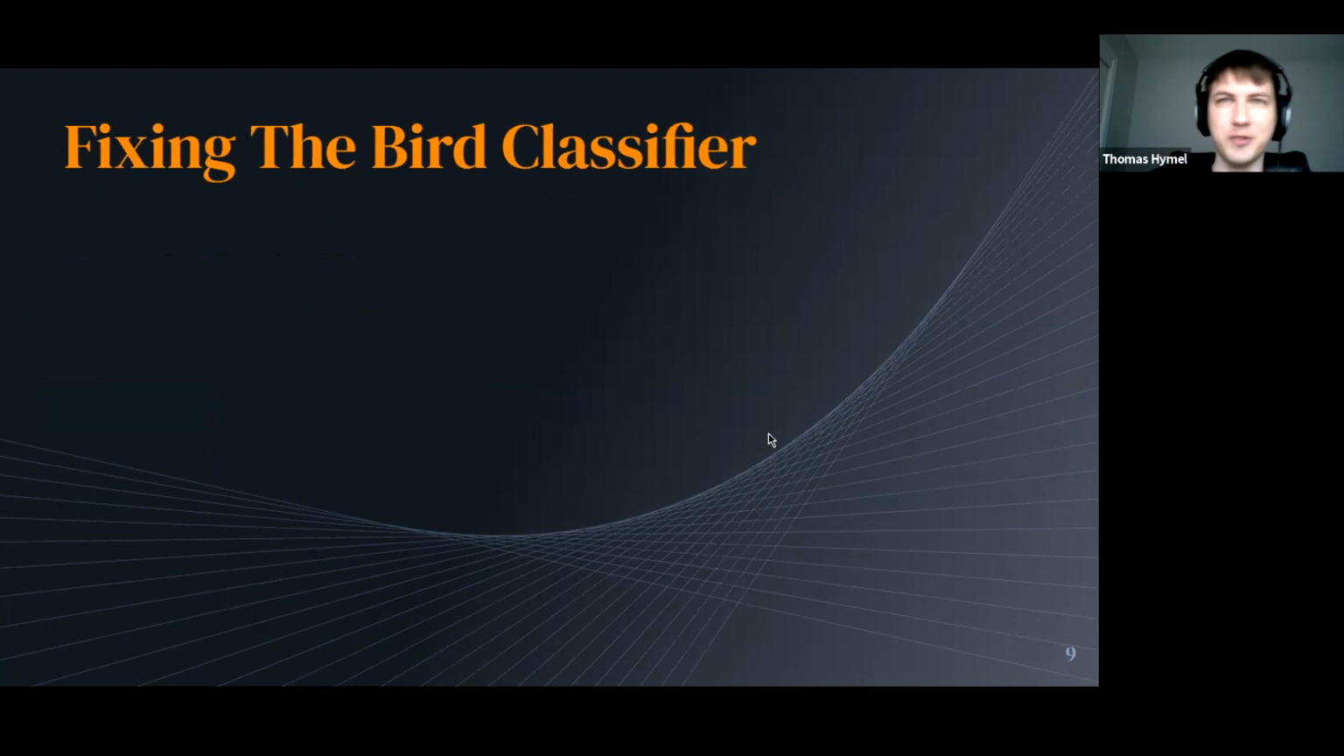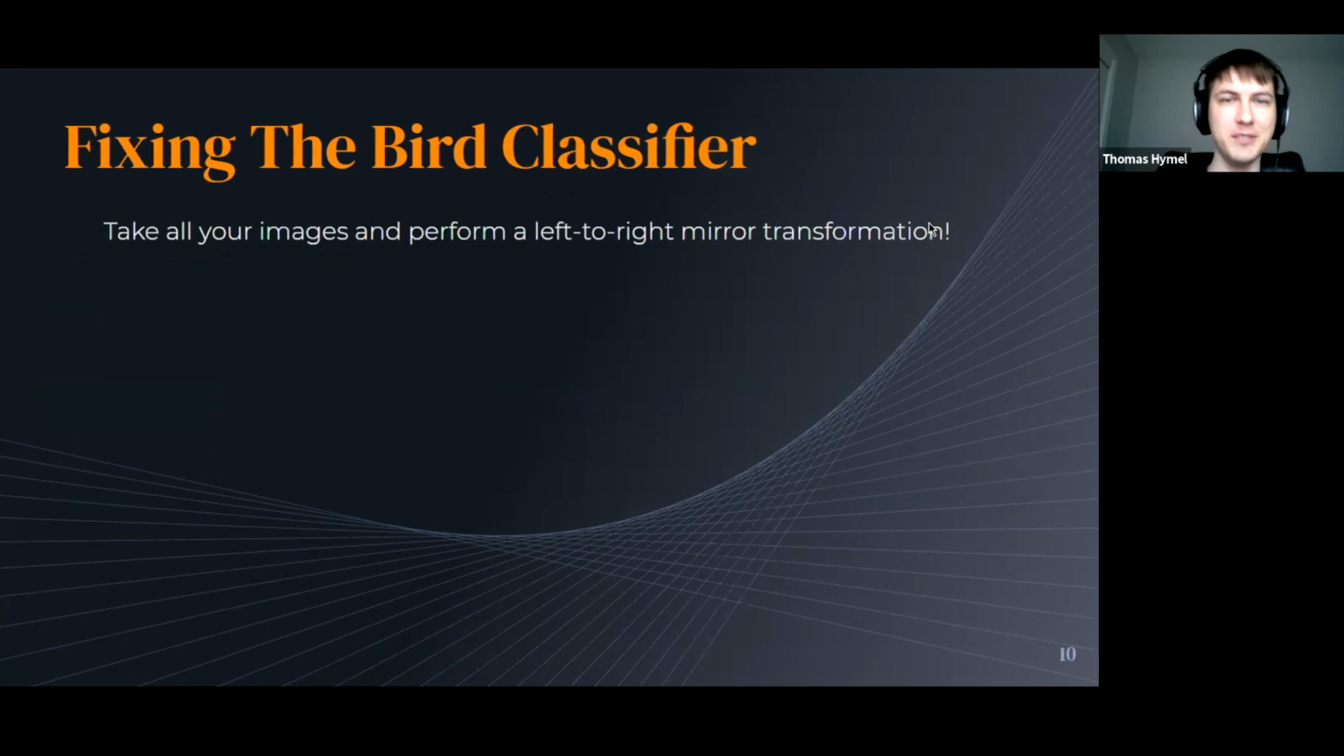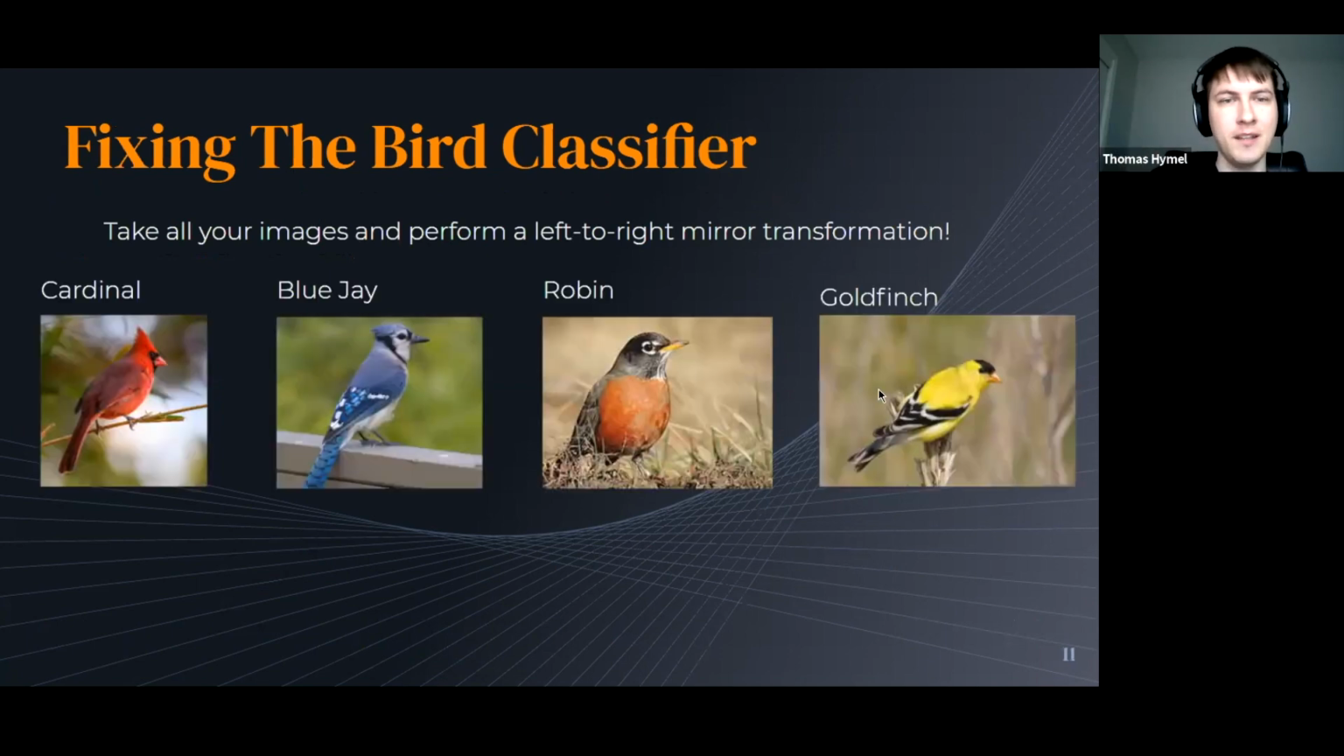Randomly flip the training data. Train it again with the birds flipped. Okay, exactly. That is exactly right. You take all your images and you perform a left to right mirror transformation. Then you get this new data set that has right-facing birds in it.